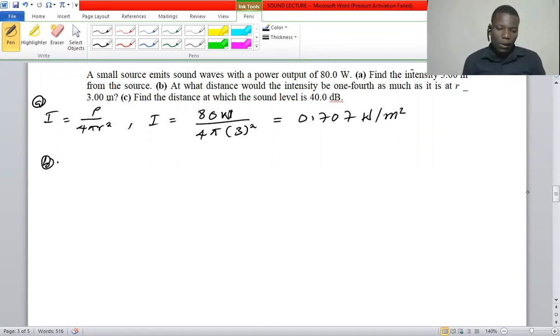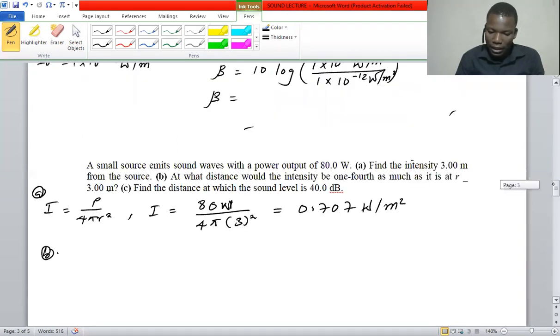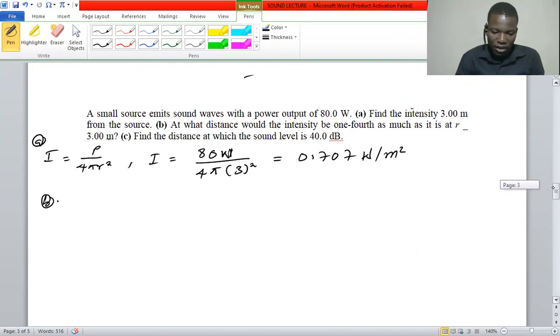Okay, so now a small source emits sound waves with a power of 80 watts. What is the intensity 3 meters from the source? We solved that one. And then B says, at what distance will the intensity be 1/4 as much as it is at R being equal to 3 meters.